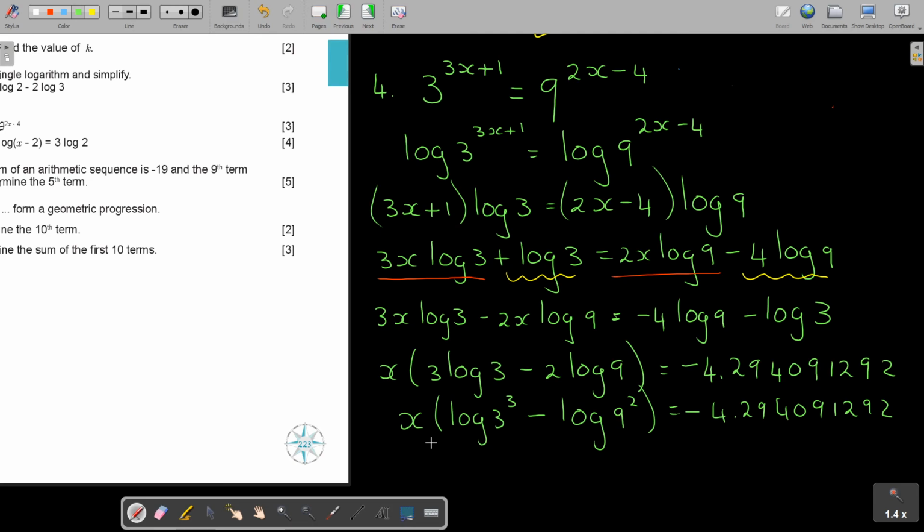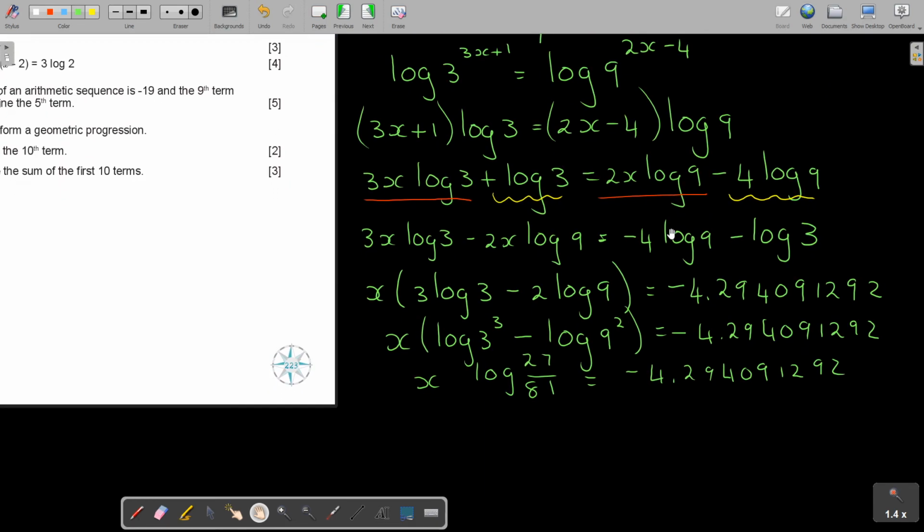If I divide by this, I can make it a division. I think it's going to be easier. So I'm going to make it log 27 over 81. Do you see? And you're having that negative 4.29. Don't approximate here. And I'm moving up, and then I'm just going to divide by this log 27 over 81.